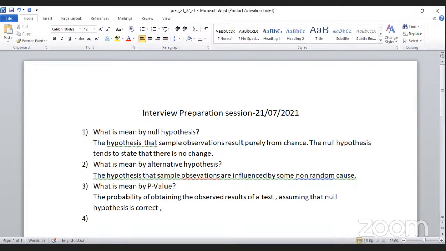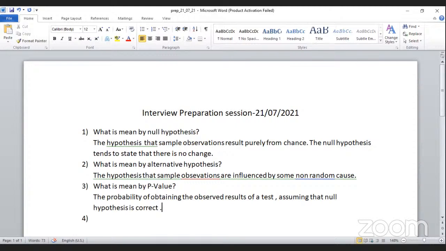A smaller p-value means there is strong evidence in favor of the alternative hypothesis. So this is the meaning of the p-value: the probability of obtaining the observed results of a test, assuming that the null hypothesis is correct. So hypothesis testing is nothing but assumptions based on assumptions. Whatever assumptions you are putting in, you just test those observations based on certain techniques.